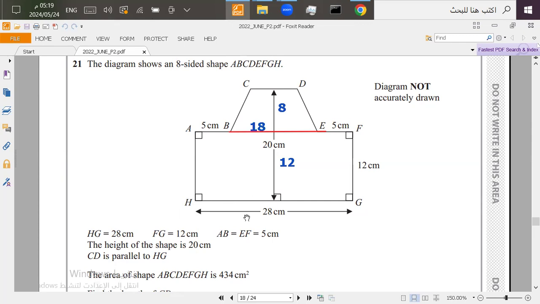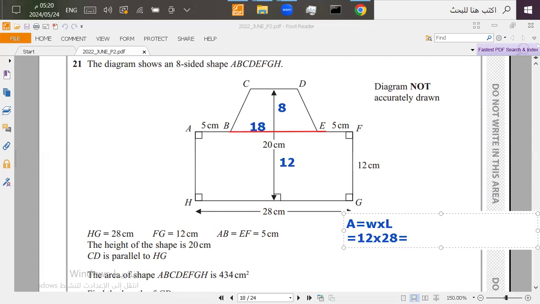Now the rectangle here, I have 12 and 28. So I can find the area of the rectangle by multiplying the width by the length. Area of the rectangle equals width times length. Width is 12 and the length is 28. So 12 times 28, let's do it here. 12 times 28, and the answer is 336. It means the area of the rectangle is 336.